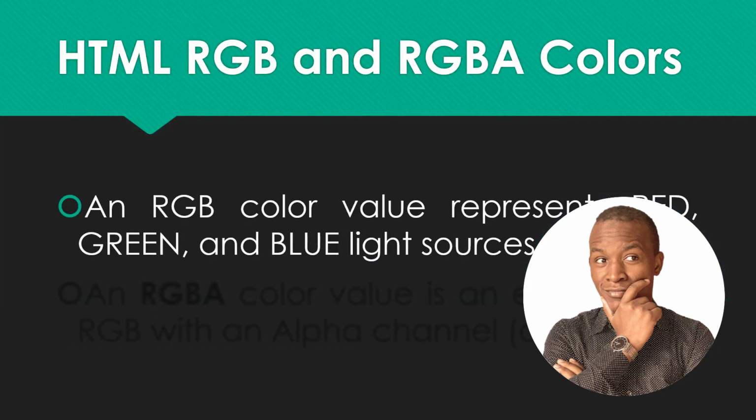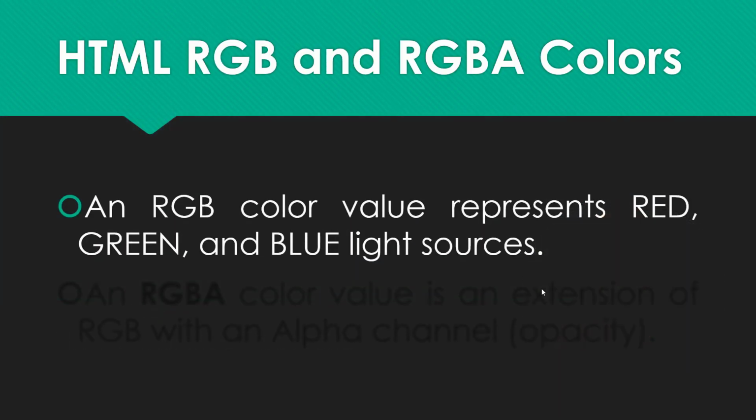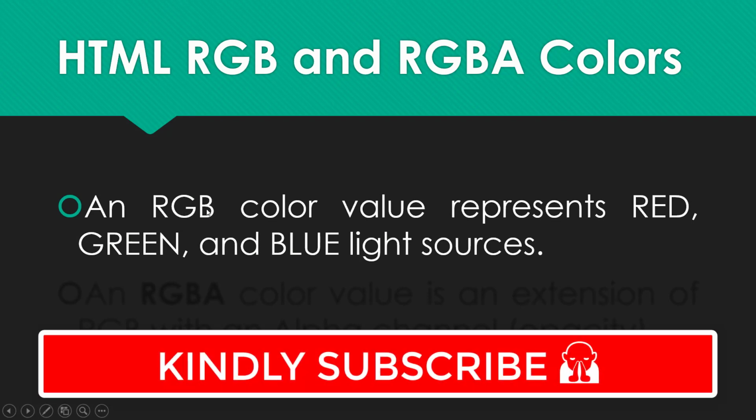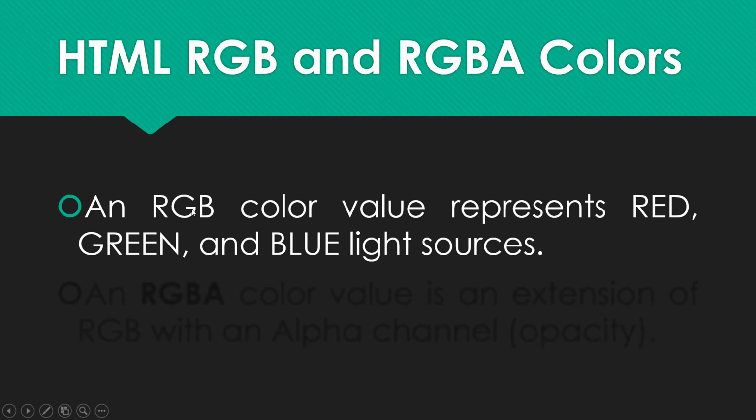So an RGB color value represents red, green and blue light sources. What makes up all colors is RGB, red, green and blue. When we're creating the RGB coloring of HTML, we just vary these values. If you mix these colors, red, green and blue, you can come up with all the colors in the world. So we vary these values in order to come up with different colors to be presented in our browsers.